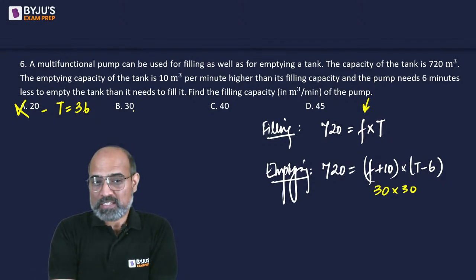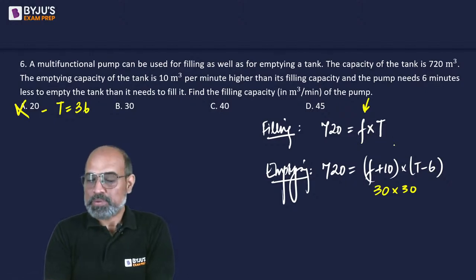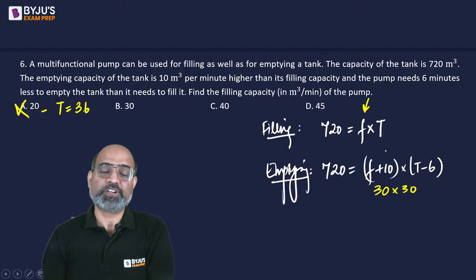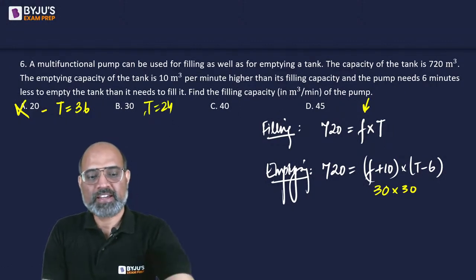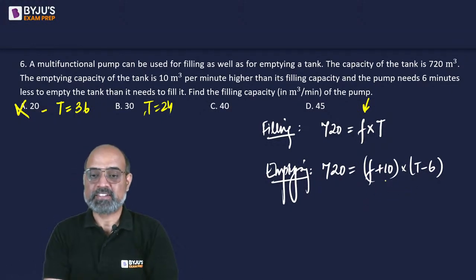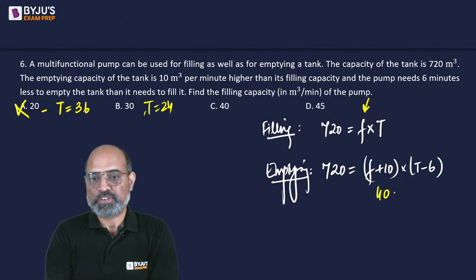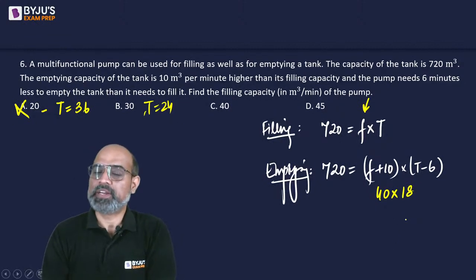If f is 30, right? So t is going to be 720 by 30 or 72 by 3, which is going to give us t is equal to 24. If t is equal to 24, and if we now use the values of f and t here, so 30 plus 10 is 40 into t minus 6, that is 24 minus 6 is going to be 18. Now 40 into 18 is going to be 720.